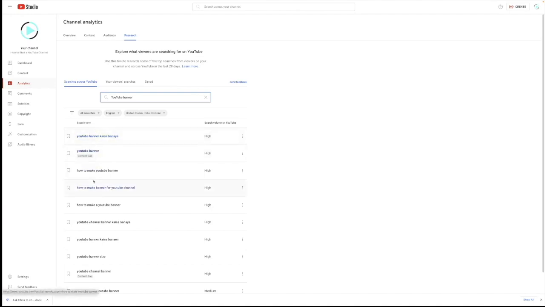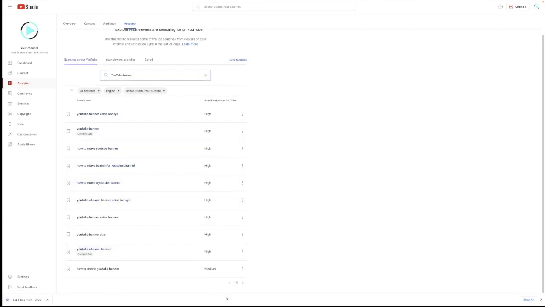But if I move down, it goes lower and lower. For this particular term, it doesn't actually go down to low, but it does go down to medium. What I want to do is ignore the ones that have high volume because those are very difficult to rank for. What I prefer to do is focus on those that have low levels of search volume.